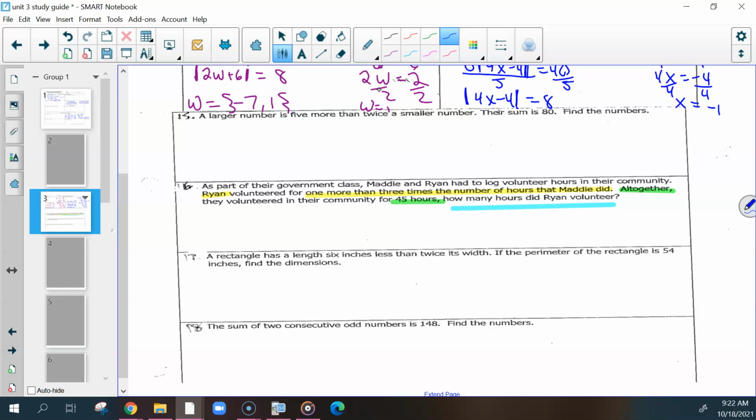So this one does not give you variables, so you need to define them. You can use M and R, X and Y, it does not matter. I'm going to write a lot of this stuff in 15 because I don't have space, but you should be able to write it in 16. So I'll say M will be the number of hours Maddie volunteered. And R will be the number of hours Ryan volunteered.